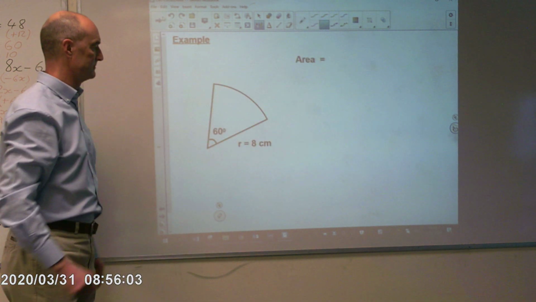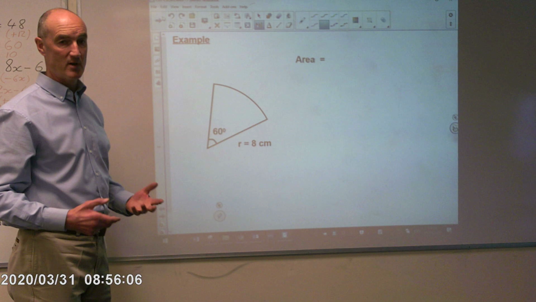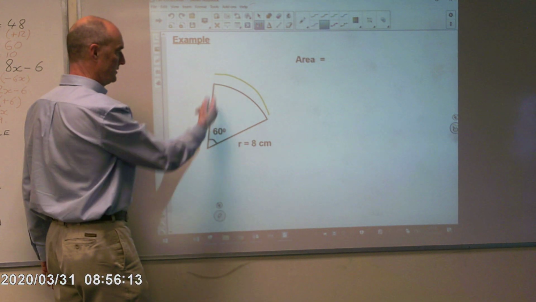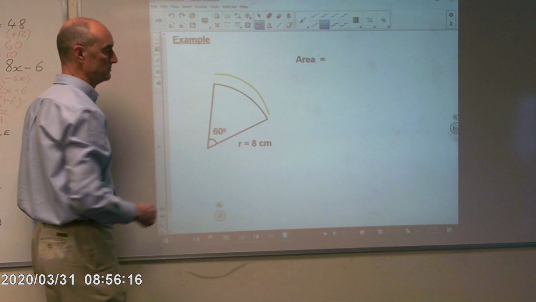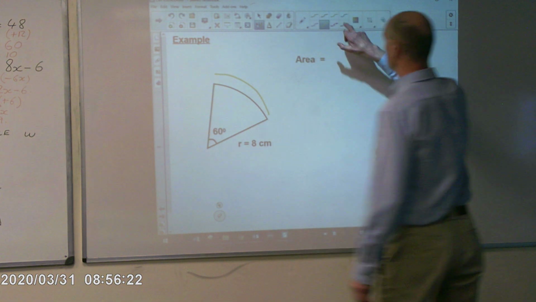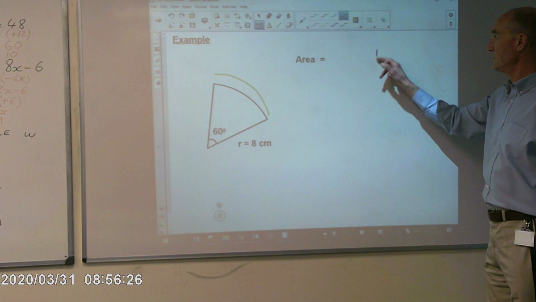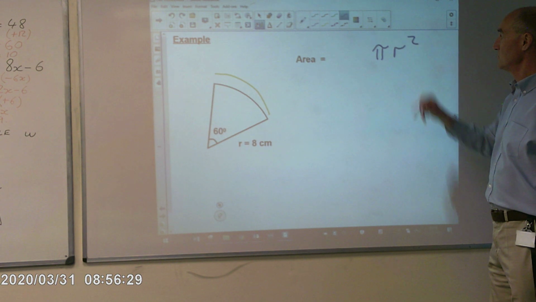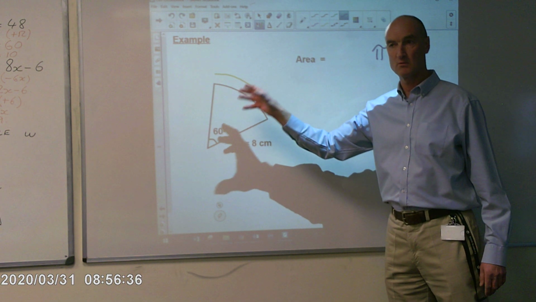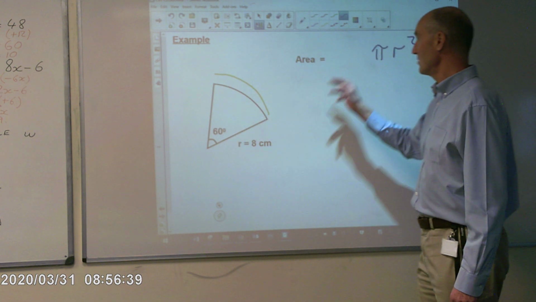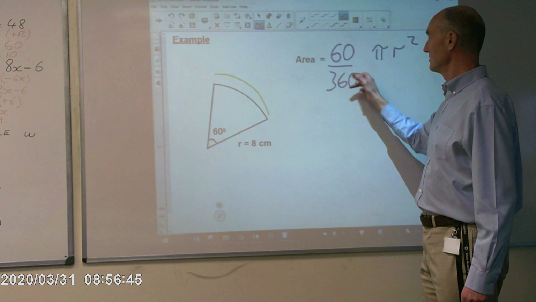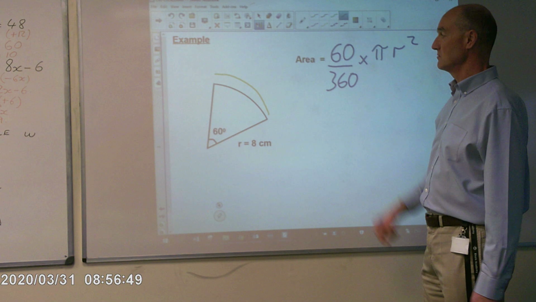What does that mean? This is a diagram of a sector. So remember I talked about this being an arc, and that's a slice taken out of a circle. So the area of the whole circle, what would the area of the whole circle be? The area of the whole circle would be pi r squared. But we've only got a fraction of that whole circle. And what's the fraction of the whole circle going to be? We've used up 60 degrees out of our 360 degrees. So that is the fraction of the circle that we've used.